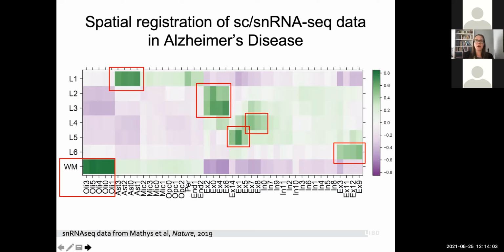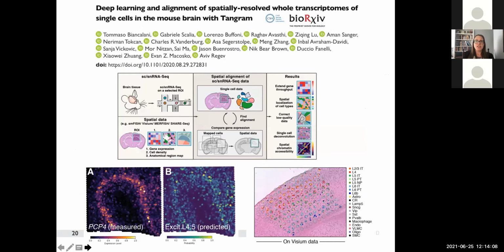In terms of data integration, one new tool called Tangram from the Regev lab that we're particularly excited about actually aligns single nucleus RNA-seq data to various forms of spatial data, including Visium data, collected from the same brain regions, as well as to histological images and to public atlases. So Tangram is equipped with a deep learning computer vision pipeline, which allows for automatic identification of anatomical annotations on histological images.